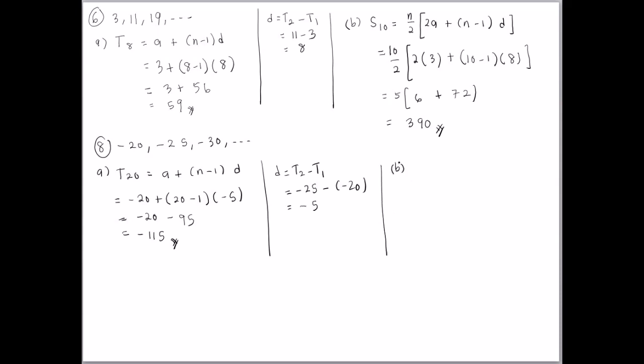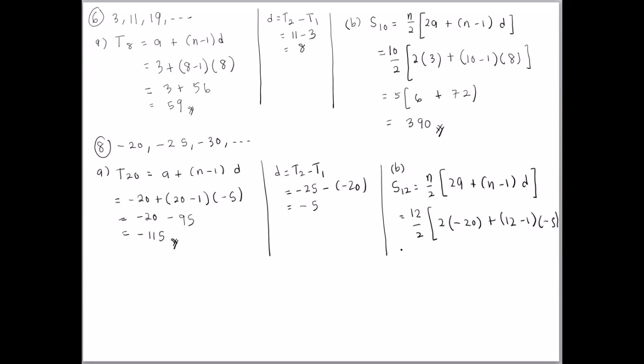Question 8b, we want to find the sum of the first 12 terms. Okay, write down the formula first: n over 2 bracket 2a plus n minus 1 d. Okay, substitute. Since we want to find S12, our n is 12. a, the first term, is negative 20, plus, so again, n, 12 minus 1. And then d, we found earlier, is negative 5.